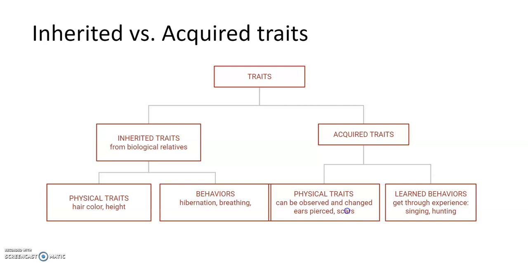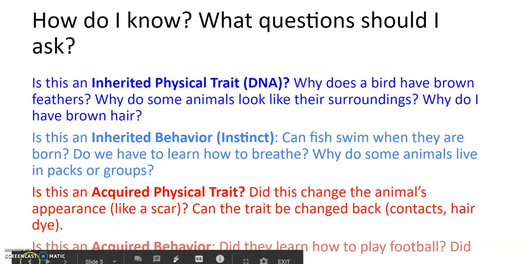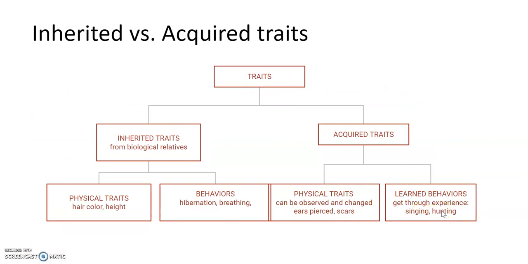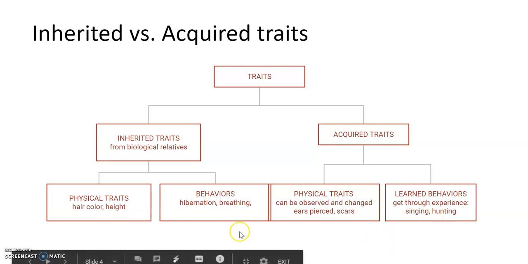Learned behaviors come through experiences. For example, singing and hunting. Animals might be born with the inclination to hunt, but it's their parents that teach them how to do so. The same with people.